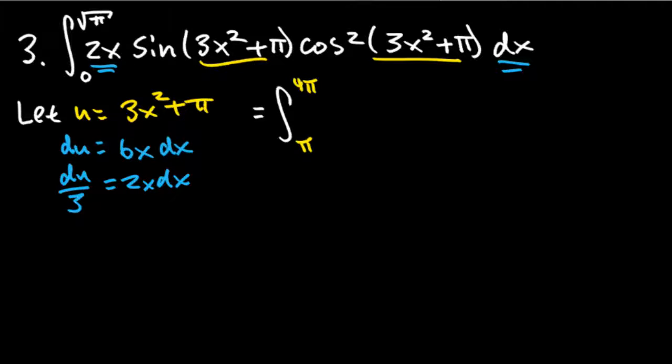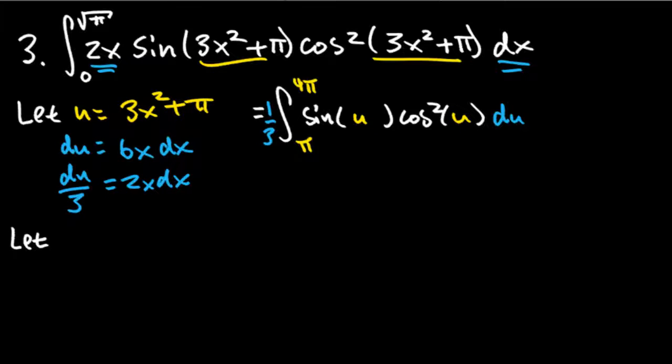Okay, this will be interesting. And then we'll have sine of u times cosine squared of u. And then our du is also going to be divided by 3. So let's just multiply that 1/3 in front. And then, let's see, can we integrate this exactly? Not quite yet. So let's do another layer of substitution.